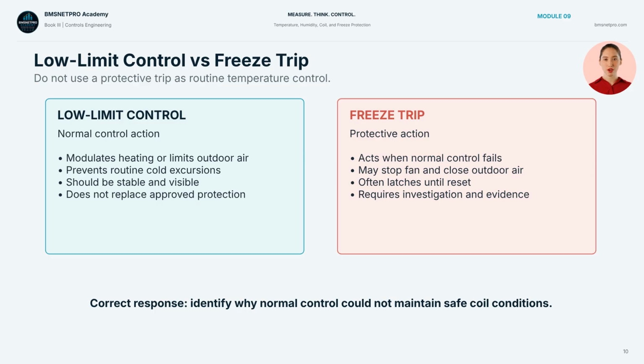Normal low-limit control and a freeze trip are different. Low-limit control modulates heating or limits outdoor air to keep the air temperature above a safe target. A freeze trip is a protective action that operates when normal control has failed or unsafe local temperature is detected. Using the trip as routine control creates nuisance shutdowns. Disabling the trip to stop nuisance alarms removes protection. The correct response is to find why normal control cannot maintain safe conditions.